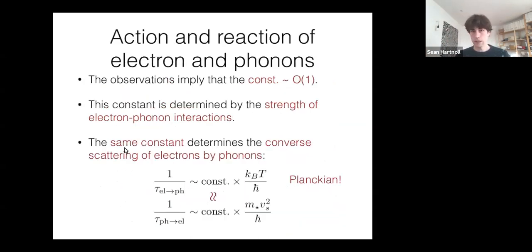So here's this calculation, the one I just told you. Phonons can be scattered by electrons, but electrons can also be scattered by phonons. And as you know, at these high temperatures, that's going to be given by T.